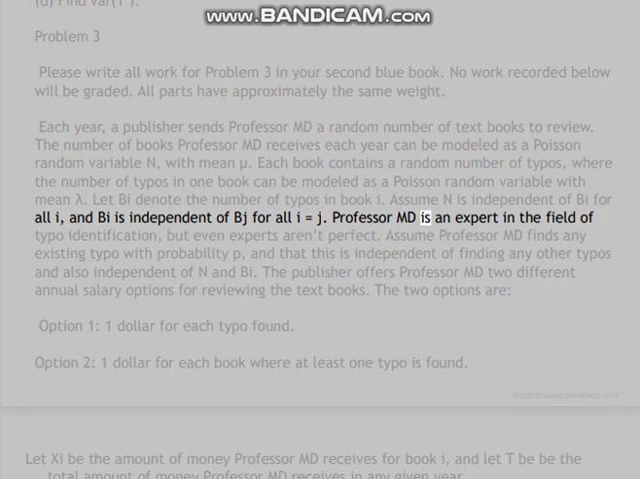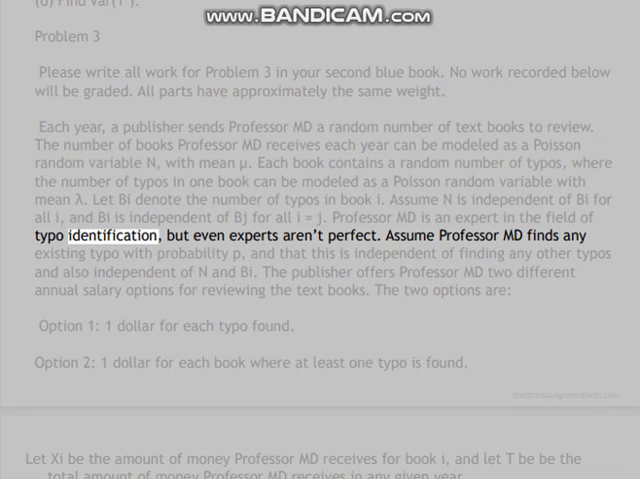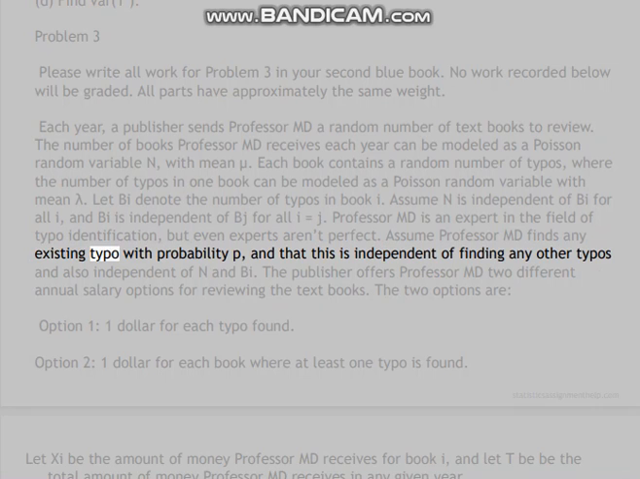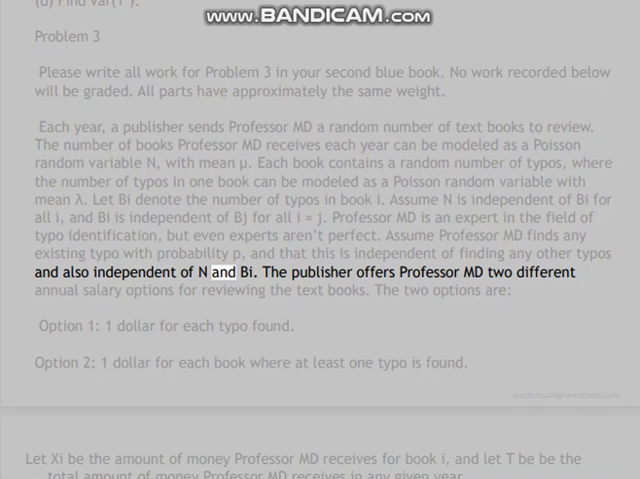Professor MD is an expert in the field of typo identification, but even experts aren't perfect. Assume Professor MD finds any existing typo with probability p, and that this is independent of finding any other typos, and also independent of n and bi.